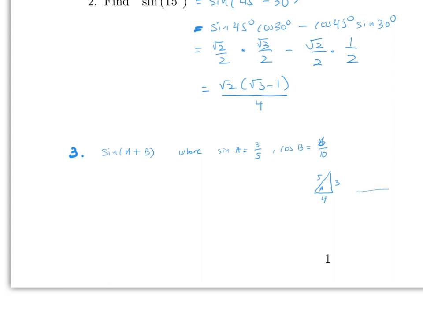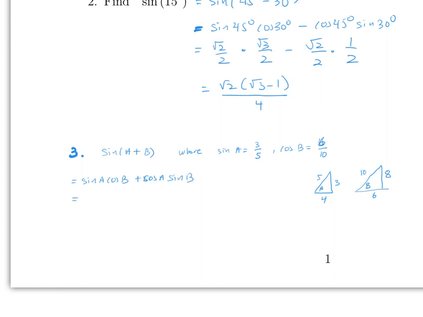You should check on them. And then b, cosine, this is 6, this is 10. You can check using the Pythagorean theorem. So then if you apply the formula, remember this is sine a cosine b plus cosine a sine b. So then just plug it in.